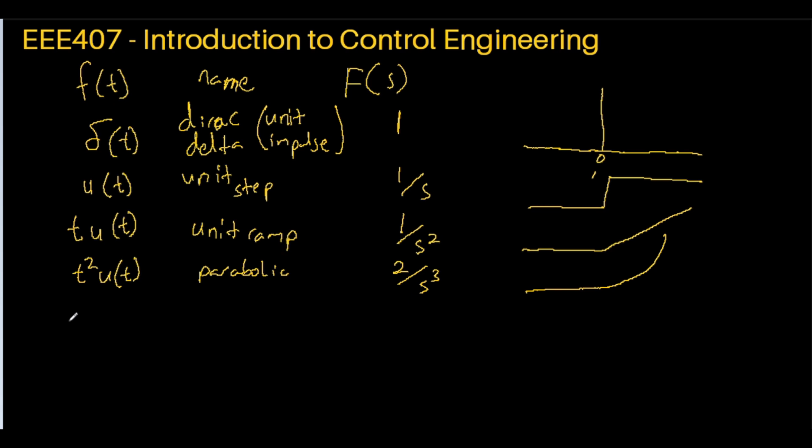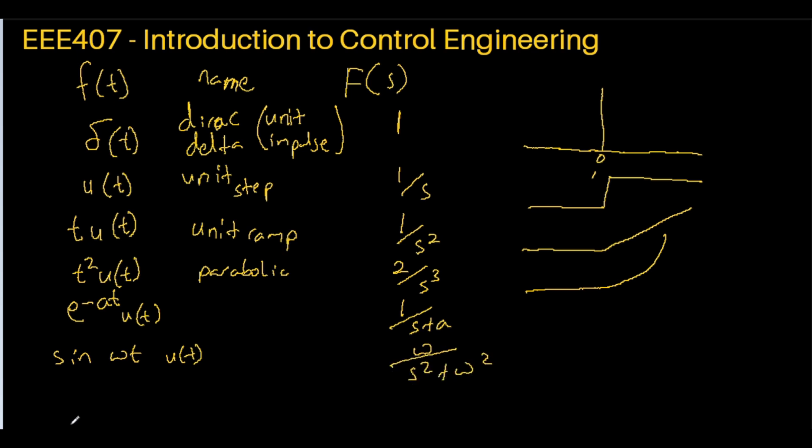So let's have an exponential function that we had in the last class, e to the power minus at, again multiplied by our unit step function u of t, and we have that as 1 over s plus a. Then let's now have sinusoidal functions. We had this again in the last video. Sine of omega t, u of t. This is a sine function, and this comes out as omega over s squared plus omega squared.